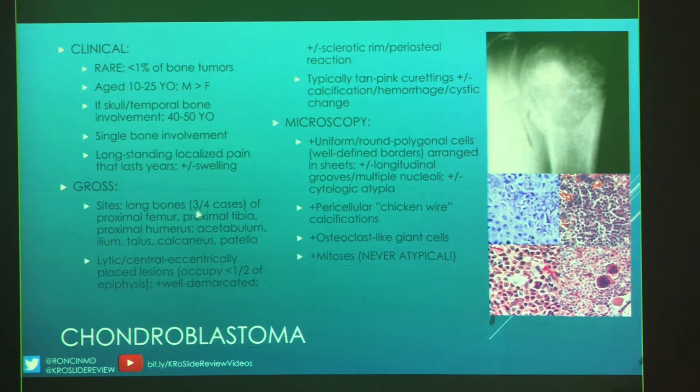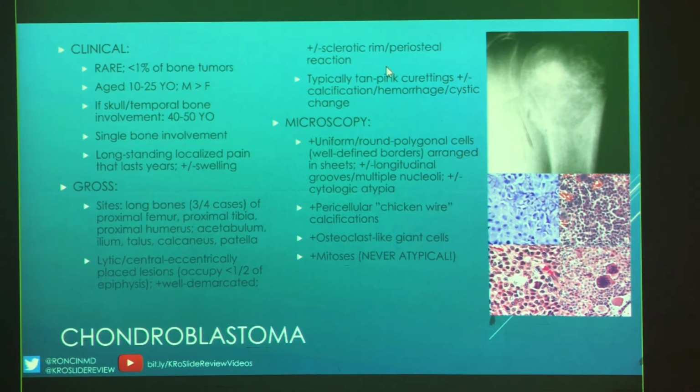It prefers the long bones. You can see 3/4 of cases, specifically proximal femur, proximal tibia, proximal humerus. So here we can see the humerus is involved. And these are lytic or centrally placed lesions. They tend to be fairly well demarcated. Well, we can see that. This, even on an X-ray, looks pretty well demarcated. They may or may not have a sclerotic rim or periosteal reaction with them.